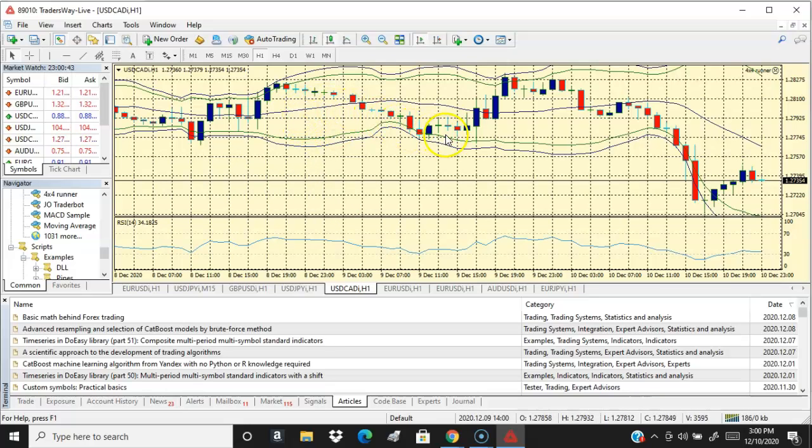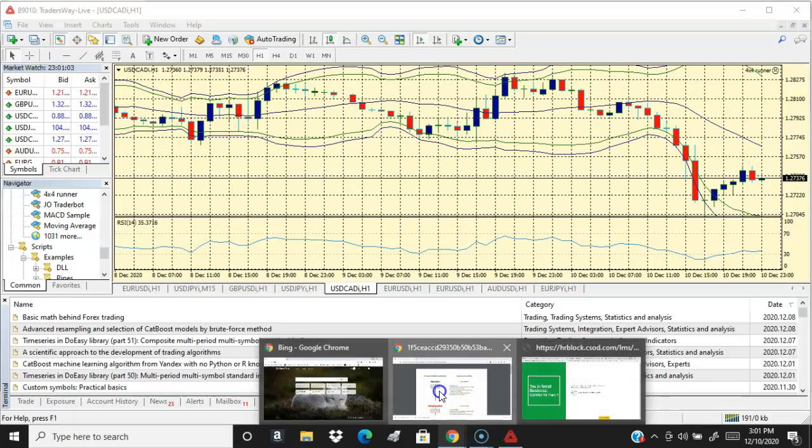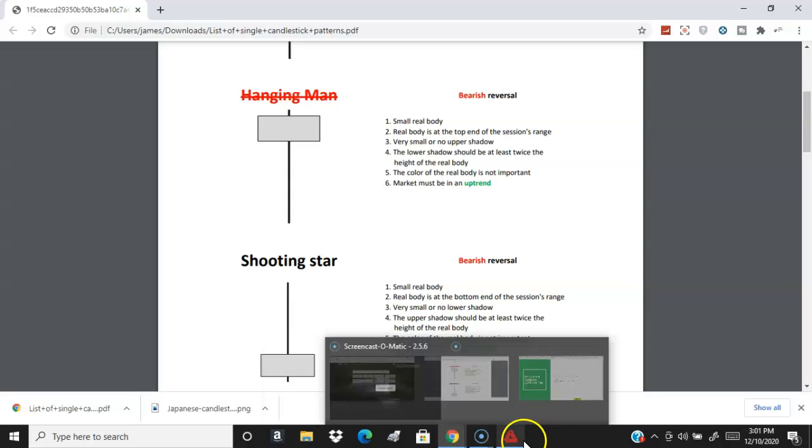Okay, again, guys, it don't matter what color it is. I will consider this right here a shooting star because of the wick amount and then the long body. This can be considered one too, but I wouldn't trade that one. I would look more at this one here. So let's go back to our notes about this shooting star. Real small body, real body at the end of the session range, very small to no shadow. Let's look back at our chart.